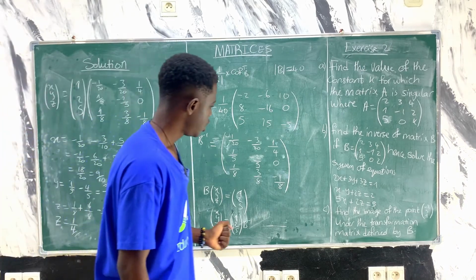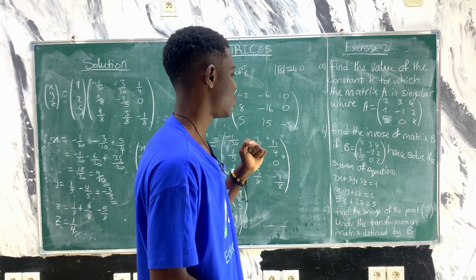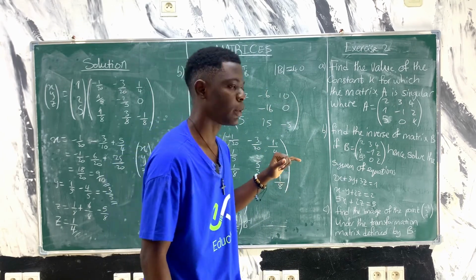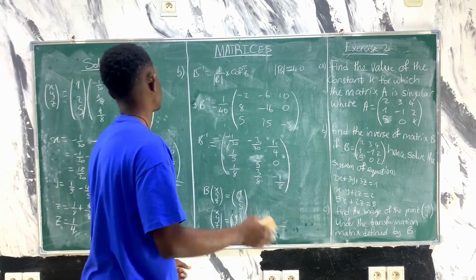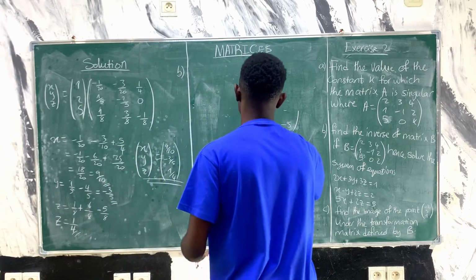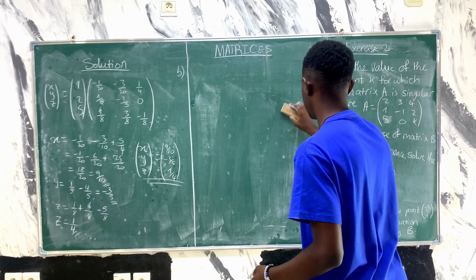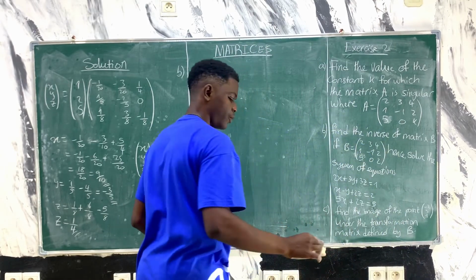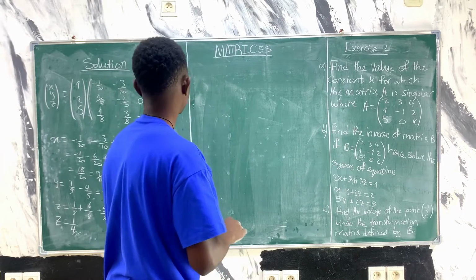This is it. So for the C part, they say find the image of the point negative 2, 3, 1 under the transformation matrix defined by B. So let's do the C part here. We already did the B part successfully. So let's do the C part.